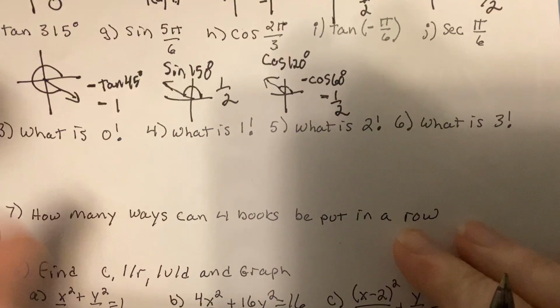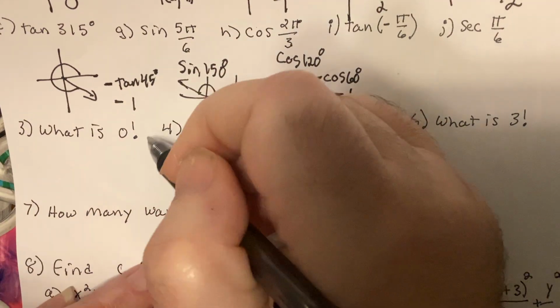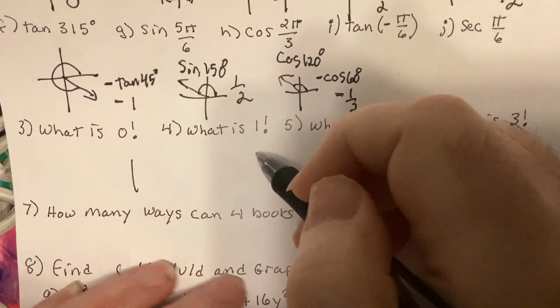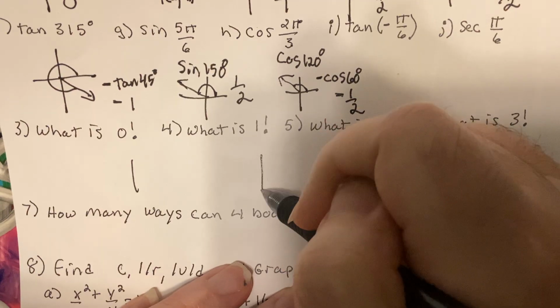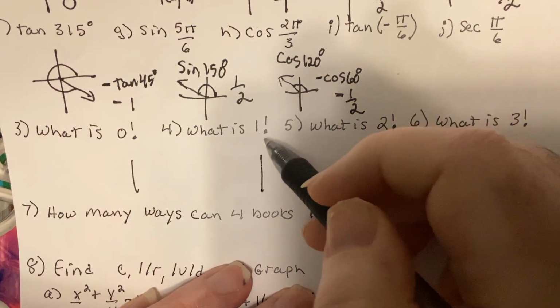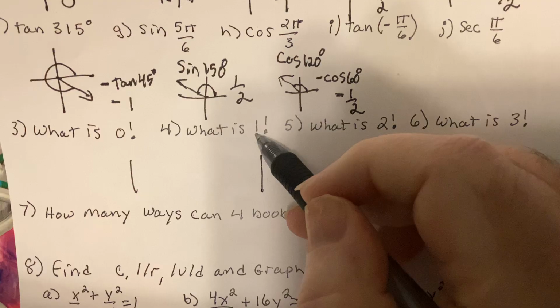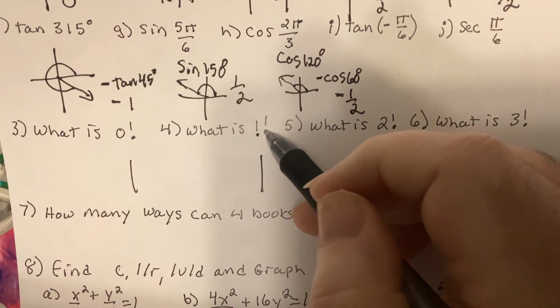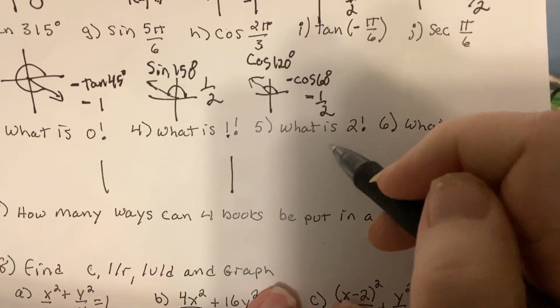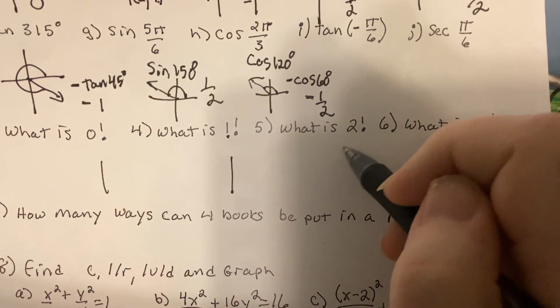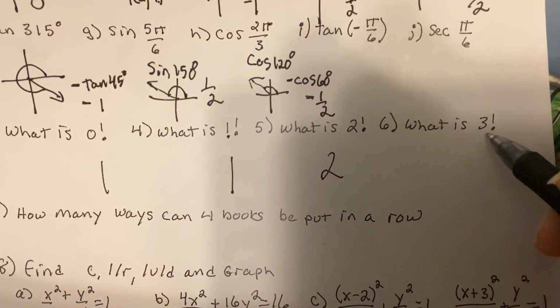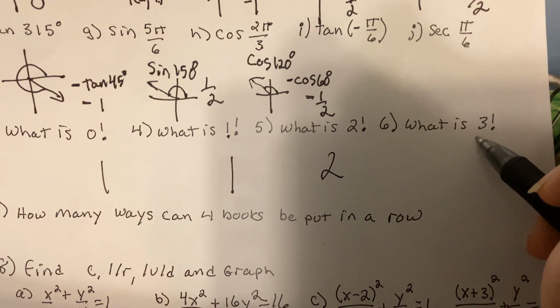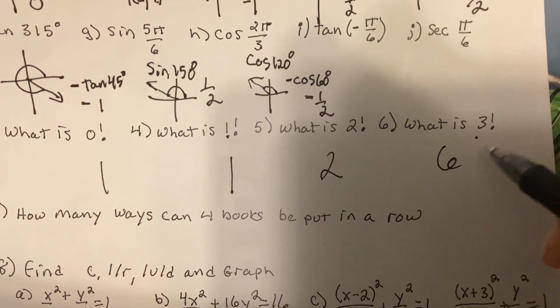So let's skip to the next line. What is 0 factorial? That's 1. What is 1 factorial? 1. Remember, factorial means that number times every integer below it down to 1. So 1 times 1 is 1. 2 factorial would be 2 times 1, which is 2.